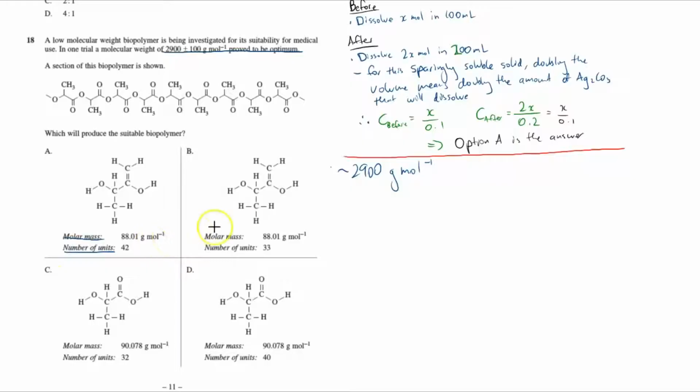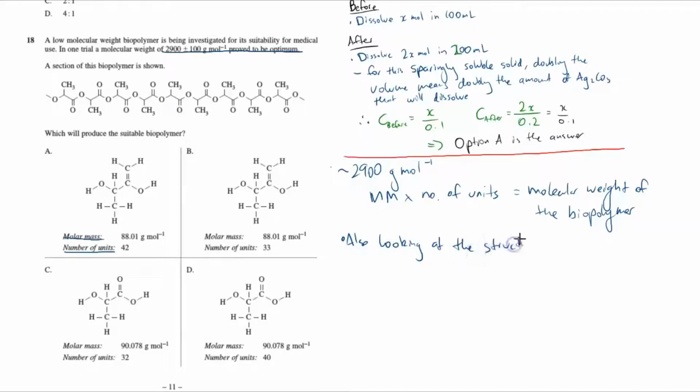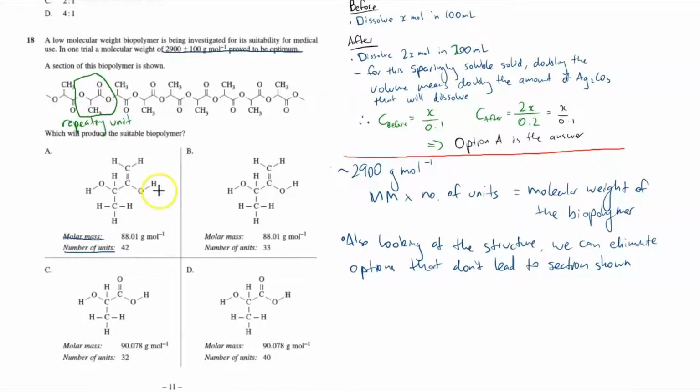So firstly, we know our final product needs to be around 2,900 grams per mole. If we multiply the molar mass by the number of units, we will get the molecular weight of the biopolymer itself. Also, looking at the structure, we can eliminate options that don't lead to the section of the biopolymer shown in the question. Looking at that section, we can identify the repeating unit of the polymer by seeing where the pattern begins to repeat. This here is the repeating unit. Looking at options A and B, we can see a double bonded carbon atom in the structure. However, the only double bonded atom in the repeating unit above is the carbon-oxygen double bond. Therefore, we can eliminate options A and B as possible answers.